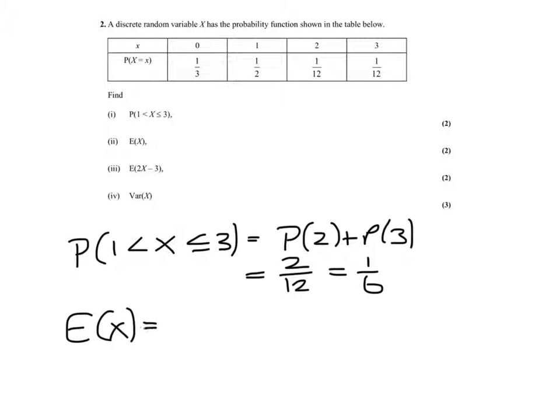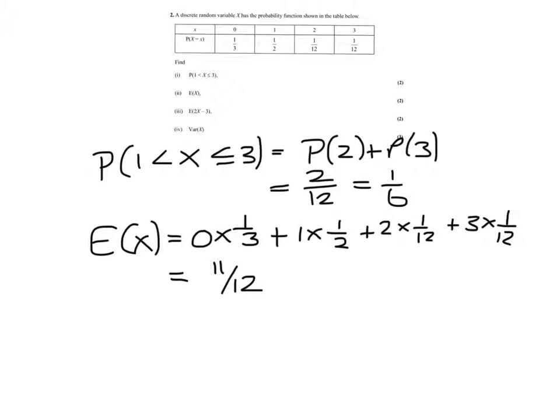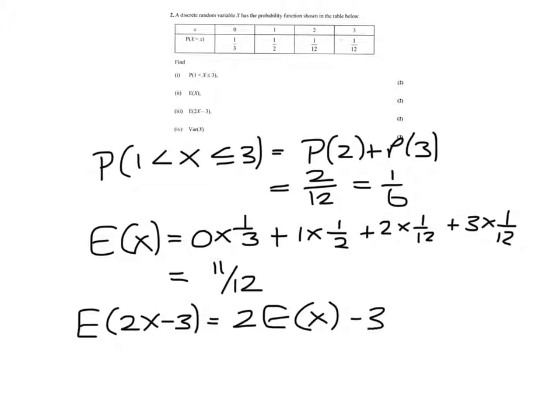The expectation of x is every x value multiplied by its probability. 0 times 1/3, 1 times 1/2, 2 times 1/12, and 3 times 1/12. And that gives us 11/12. Expectation of 2x minus 3 tells us that our formula is 2 times the expectation of x minus 3. So that's 2 times 11/12, take away 3, which is -7/6.